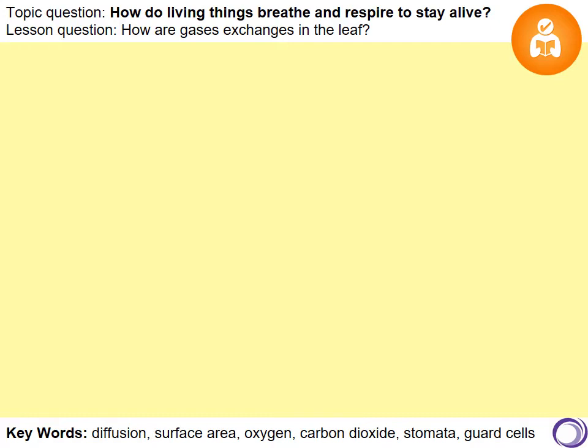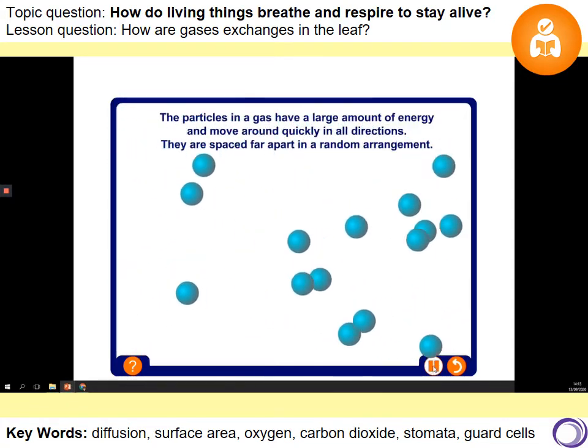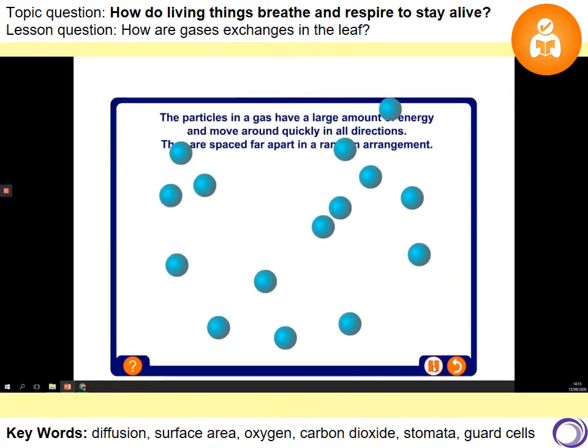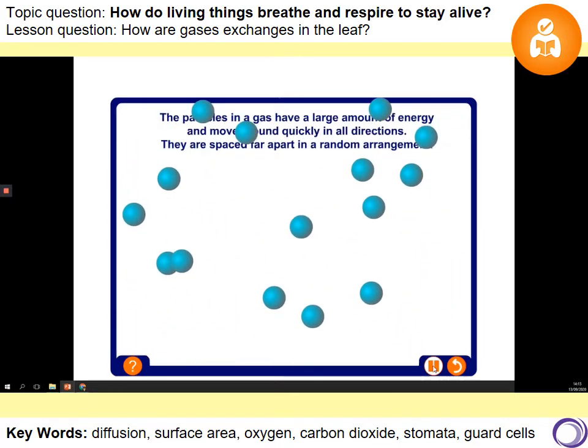Before we do that though, I'd just like to remind you about the particle model of gases. Particles in a gas are not touching and are spaced apart and have gaps between the particles. Particles in a gas have large amounts of energy. This means that they can move around quickly in all directions. They have a random arrangement.